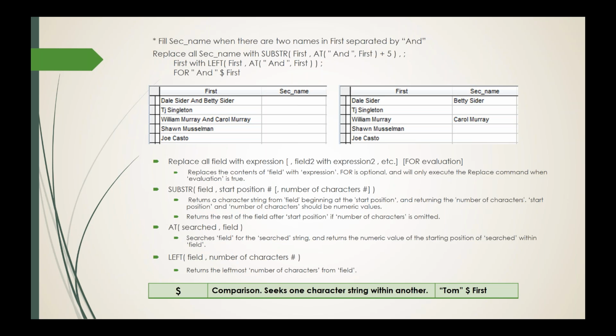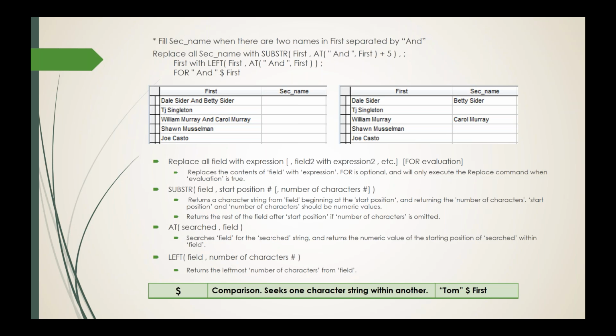For this, we're going to say, well, we need to start at the "and", or after the "and", within the first field. So in order to actually specify that position, we're going to use the AT function, because we want to find the numeric position of the "and" string in our first field. So there you can see as the second parameter, we actually have an AT function.